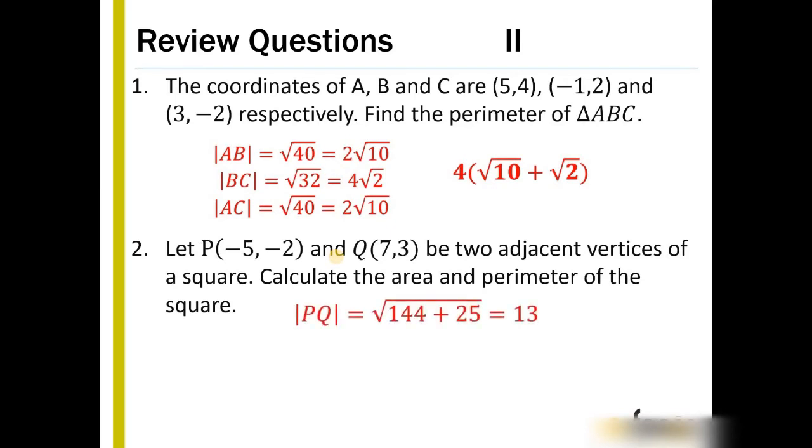For number 2, the distance between P and Q is the square root of 144 plus 25, which is 13. So the area is 169 units squared, and the perimeter is 52 units.